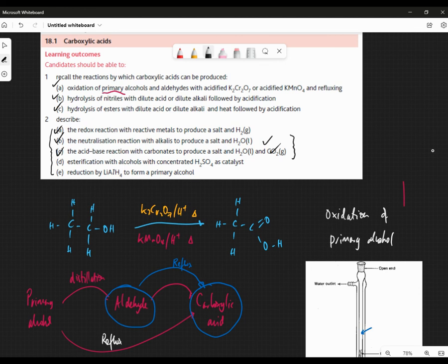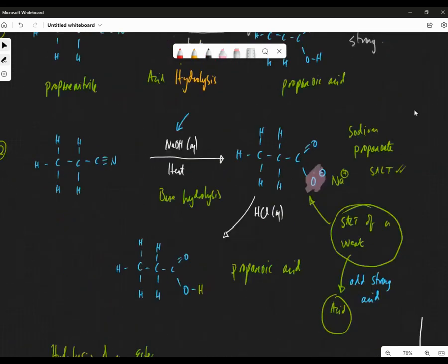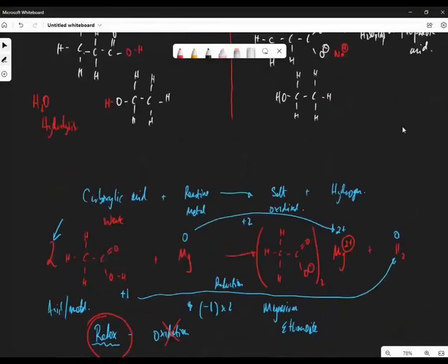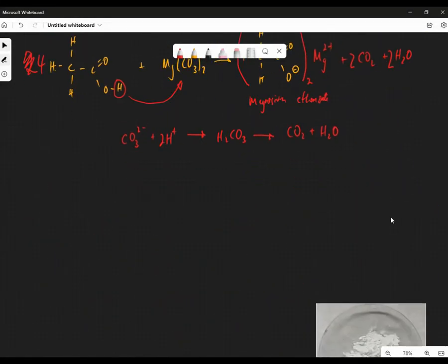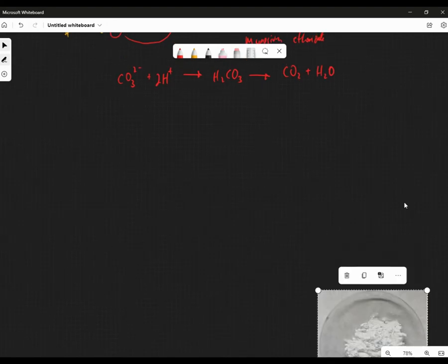Now, esterification with alcohols and concentrated sulfuric acid. Let's have a look at that. And then the last one is the reduction using lithium aluminium hydride, which I can use the picture for. It's only for one thing, I don't know why I did it now.